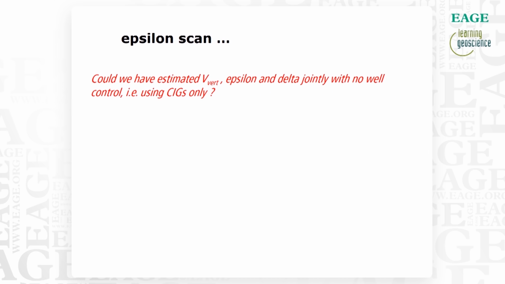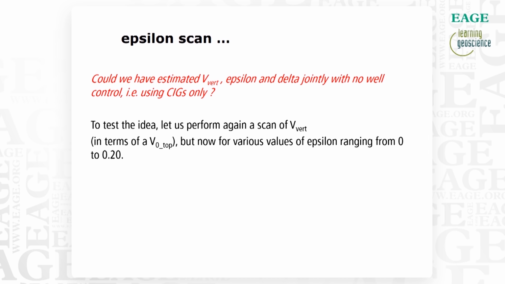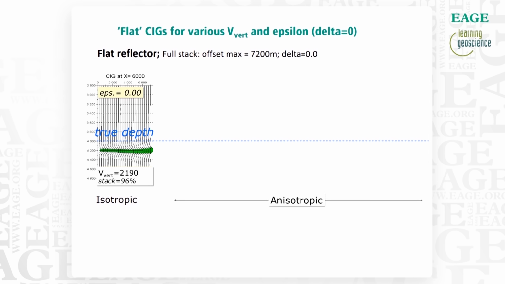Okay, so the next question is, could we have estimated vertical velocity, epsilon and delta jointly with no well control? That leads us to the so-called epsilon scan. To test the idea, let's perform again a scan of vertical velocity in terms of V0 top, but now with various values of epsilon ranging from 0 to 20%. Note that for the time being, I still assume delta equals 0. So that would be the result of the isotropic case we just saw.